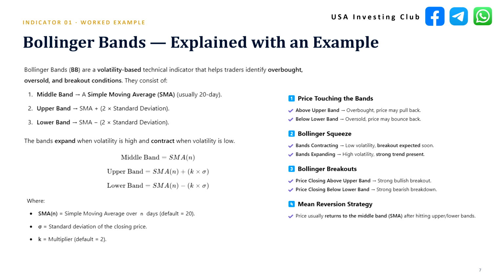Now let's turn the mechanics into judgment using 4 reading rules. First, price touching the bands. Above the upper band suggests the stock is overbought and price may pull back. Below the lower band suggests oversold and price may bounce back. Notice the careful wording, may, not will.